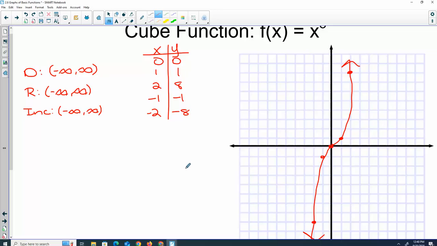Any questions so far? If you had to, could you make a table of values and draw these graphs on your own? If you needed a rest day.